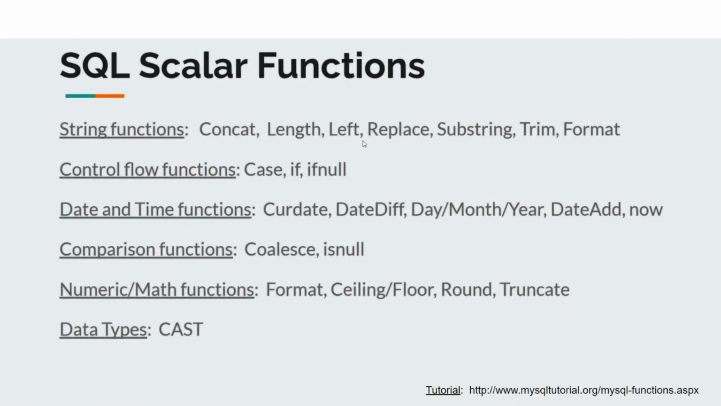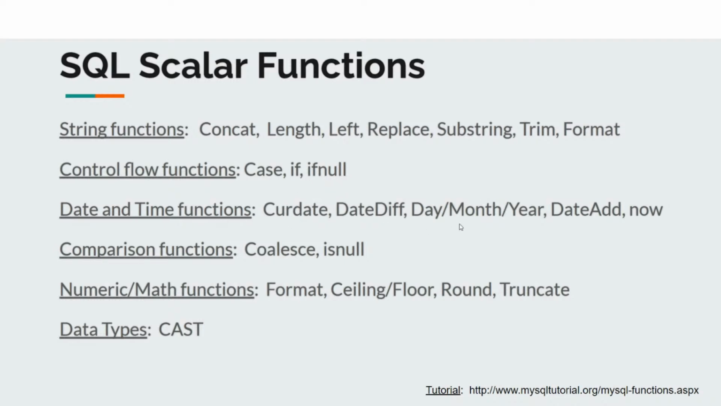All right, scalar functions. This is really just a quick review of the different scalar functions. So you have string functions: concatenation, putting two of them together, length, replace, substring, trim, format. We'll see all those in action. Control flow is your logical functions, like your case. They're evaluated true or false. If and if null. If null is if the value is null, then it's true, or else it's false.